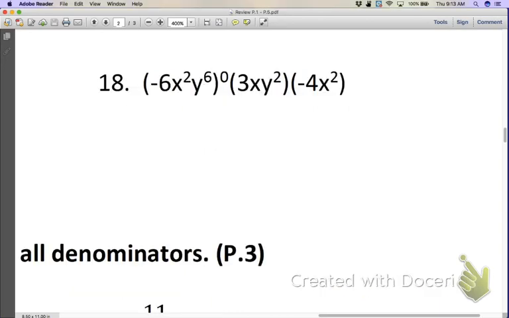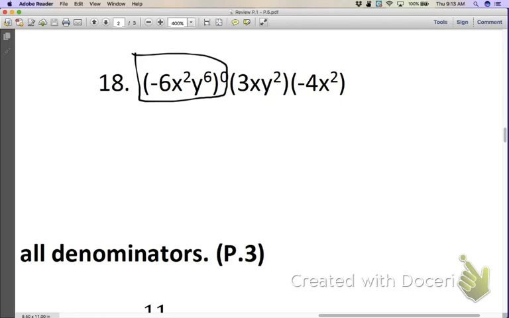Okay. All right, 18. So I have inside negative 6x to the second, y to the sixth, all to the 0 power, times 3xy squared times negative 4x squared. So is it the 0 that's throwing you off? Yeah. Okay. Anything to a power of 0 is what?